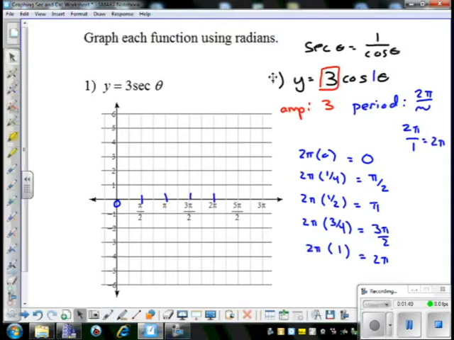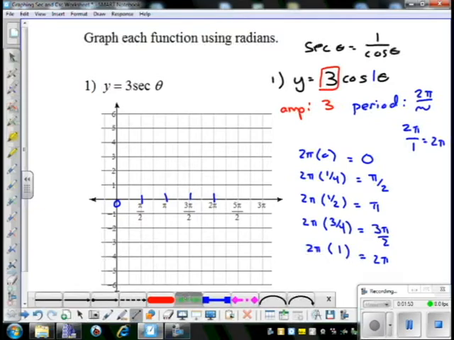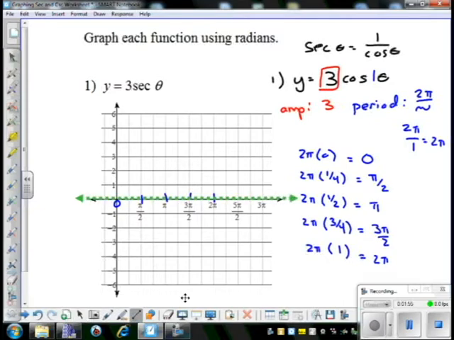Now, we didn't have a vertical shift, so our midline will stay right there on the x-axis. Now, we did have an amplitude of 3, so that means from the midline we'll go up 3 and down 3. I like to circle that number so it reminds me of where my top amplitude point and my bottom amplitude point will lie. Now we look back and I've got to graph the cosine.